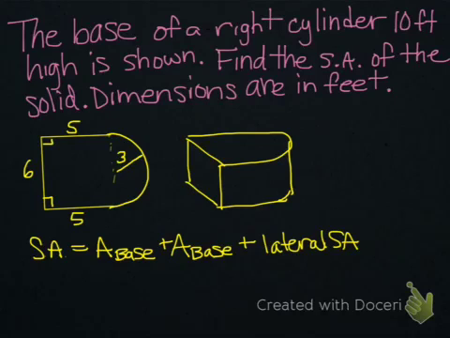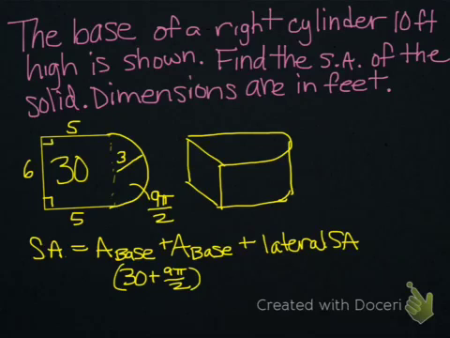In order to find the area of the base, we're going to divide it into 2 parts. 5 times 6 is equal to 30, so that's the rectangular part. And then pi r squared divided by 2. So r squared is 9 times pi divided by 2. So the area of the base plus the area of the base.